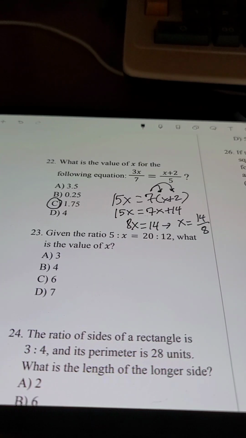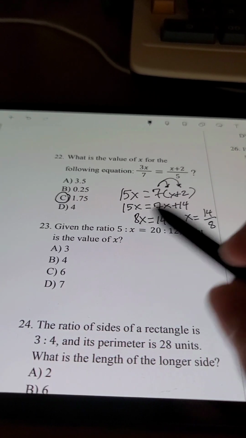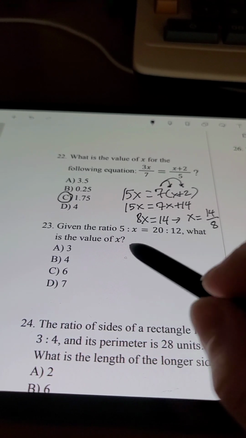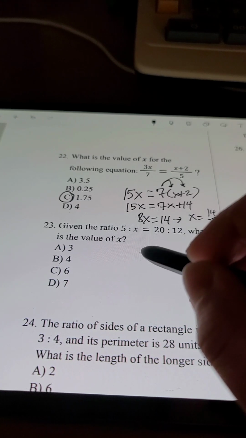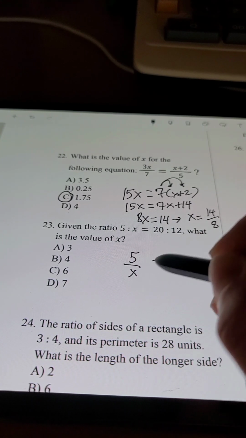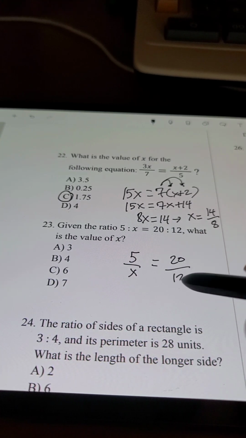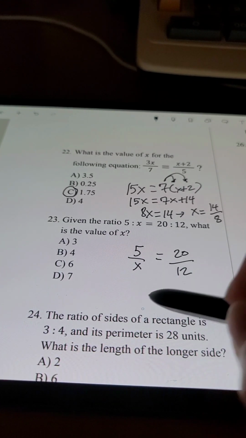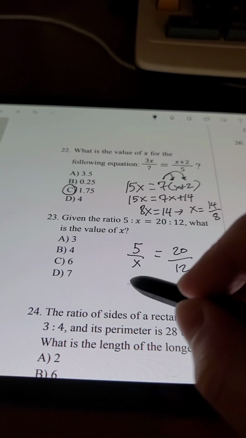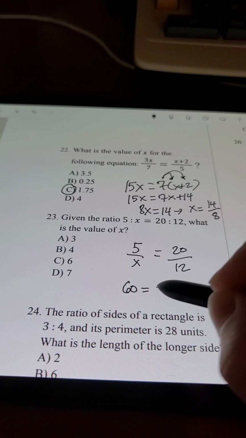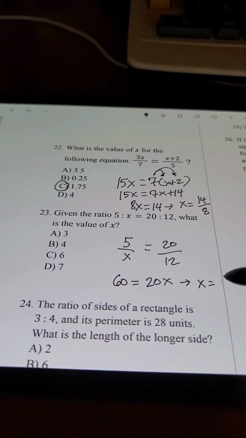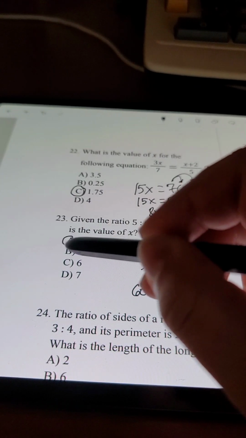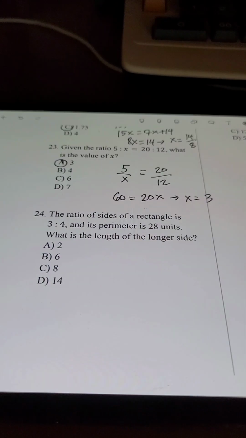For number 23, it's especially helpful to think of the little dots, like the ratio dots, as fraction bars. So this is saying 5 over x is equal to 20 over 12. Now just cross multiply and solve for x. So 12 times 5 is going to be 60, and then 20 times x is just 20x. Divide by 20 on each side to get x by itself, and you get that x equals 3. So that would be A. Pause to read 24 if you haven't already.